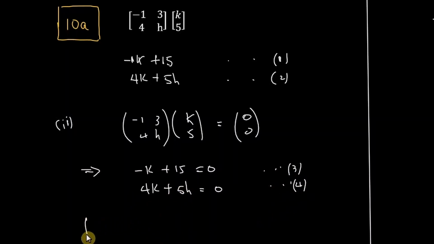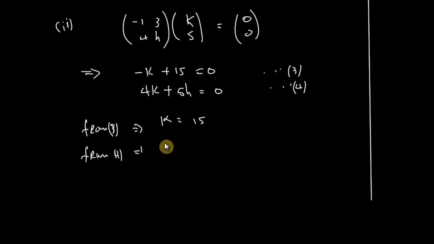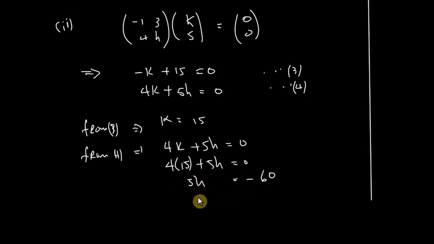So from 3, we get that k must be equal to 15. And from 4, we simply substitute k into equation 4 to give 4k plus 5h equal to 0. Substitute the value of 15 for k, so we have 4 times 15 plus 5h equal to 0. So 5h is equal to negative 60, therefore h is equal to negative 12.